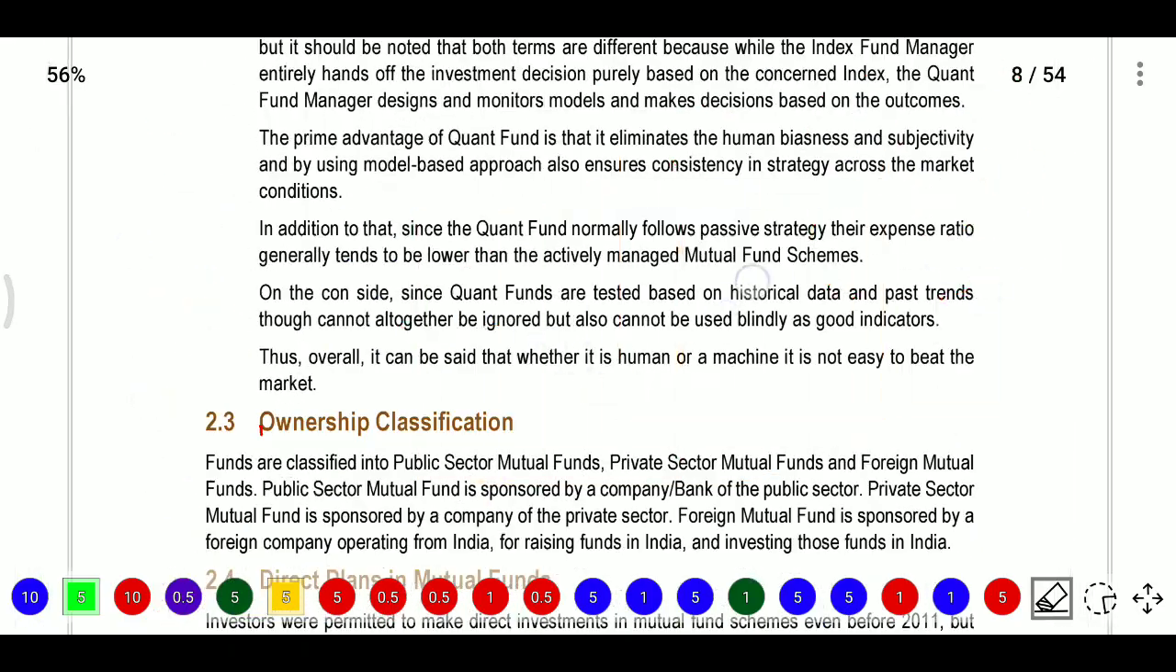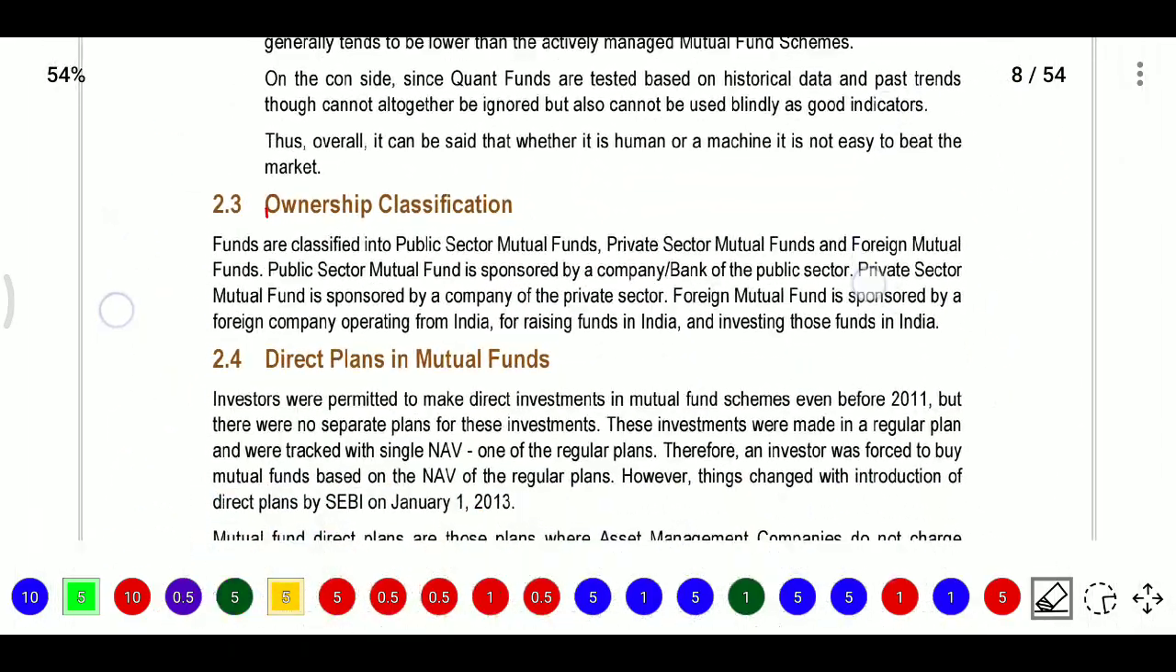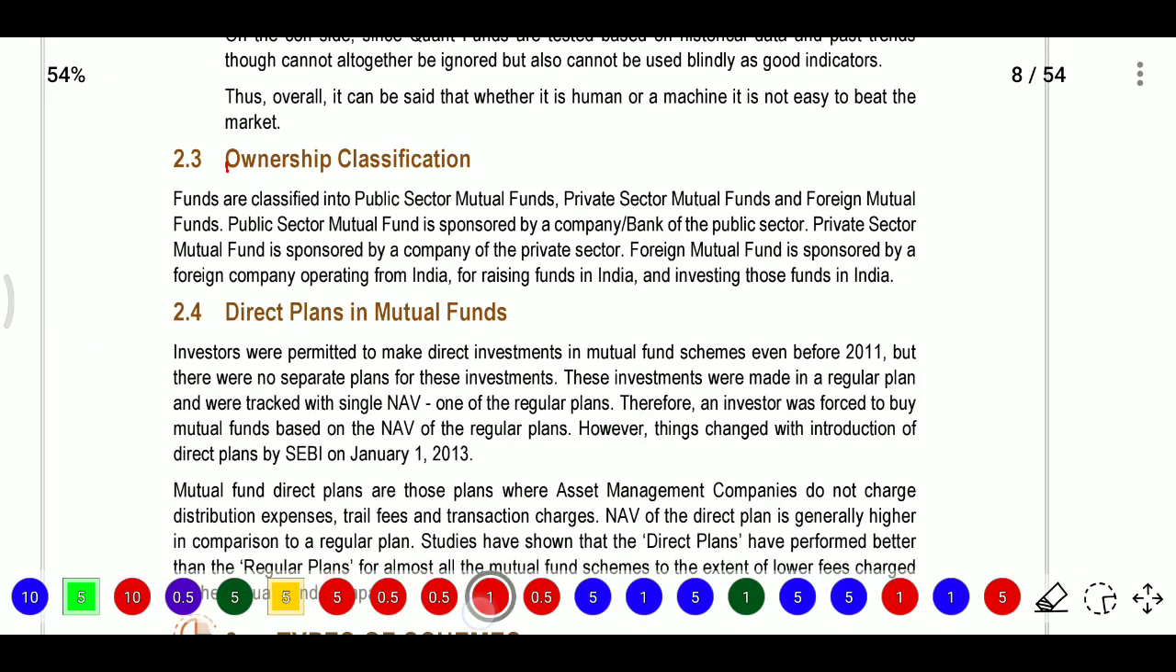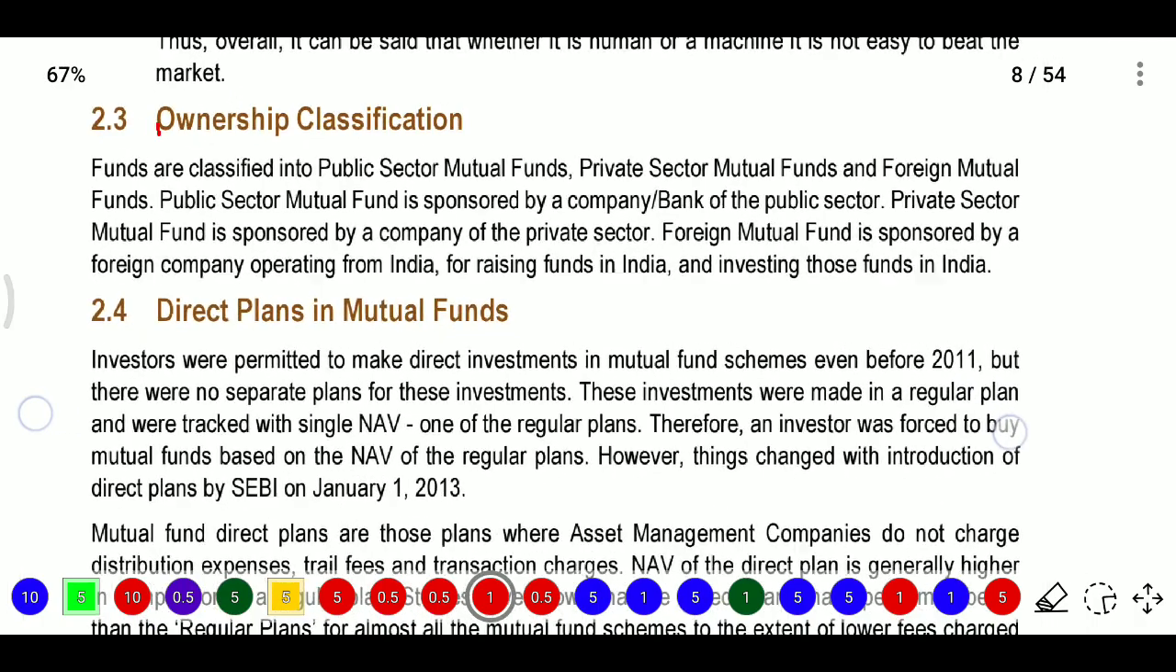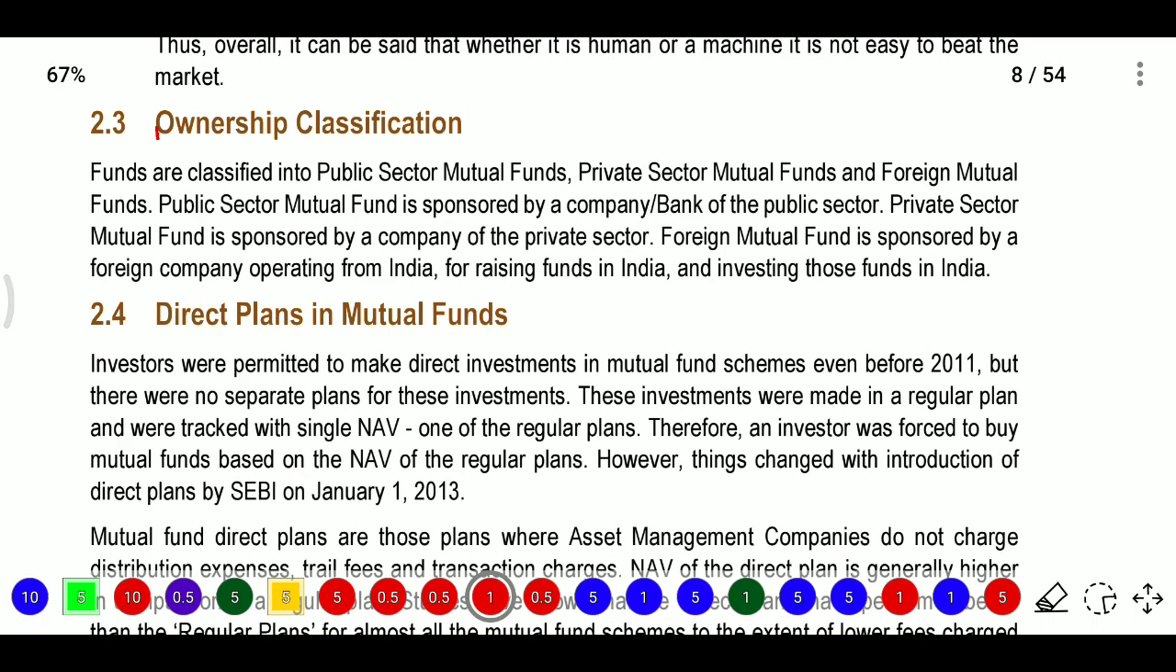For ownership, mutual funds are classified into public sector mutual fund, private sector mutual fund, and foreign mutual funds. Public sector mutual fund is sponsored by the companies or banks of the public sector. So public sector banks will sponsor these mutual funds, whereas private sector mutual funds are sponsored by companies of the private sector, and foreign mutual funds are sponsored by foreign companies operating from India or for raising funds in India and investing those funds in India.